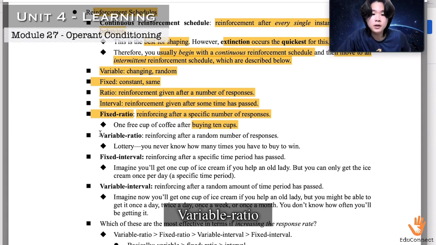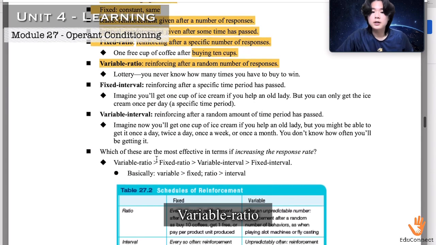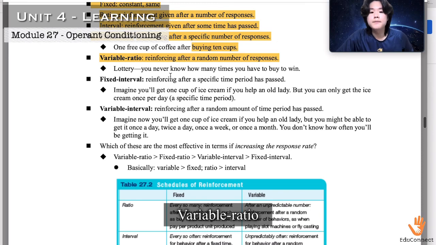Now, a variable ratio. A variable ratio is about reinforcing after a random number of responses. So let's say a lottery is never going to let you know how many times you have to buy a lottery ticket to win, right? It's really up to random chance. You don't know the correct ratio that you need to buy a lottery. There's no fixed ratio in this case. That's why it's called a variable ratio, because a variable continuously changes.